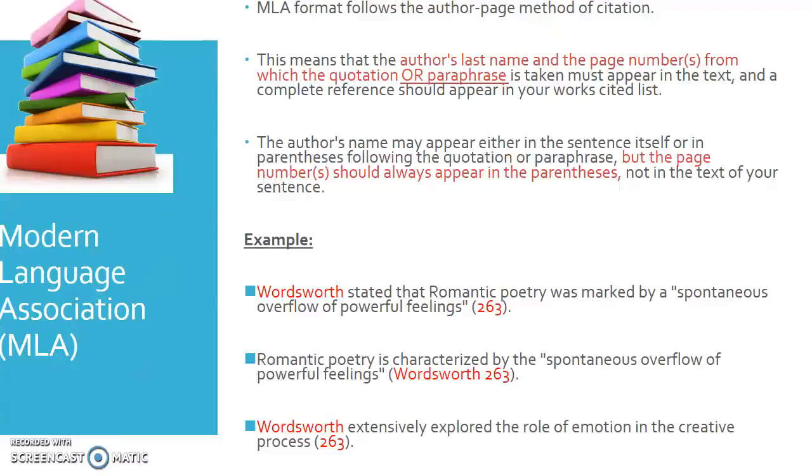For the first one, Wordsworth stated that romantic poetry was marked by a spontaneous overflow of powerful feelings. We see that they quoted the author's name up front and still put the page number in parentheses at the end. The second one, romantic poetry is characterized by the spontaneous overflow of powerful feelings. Here they're just putting a piece of evidence, so they put the author's last name with the page number at the end. And they paraphrased in the last one their evidence. It says, Wordsworth extensively explored the role of emotion in the creative process.